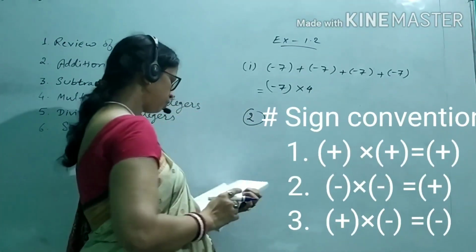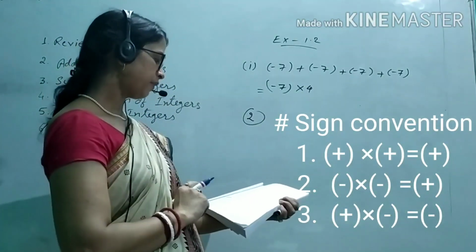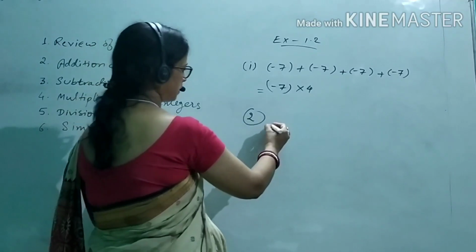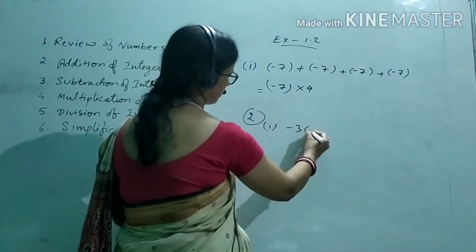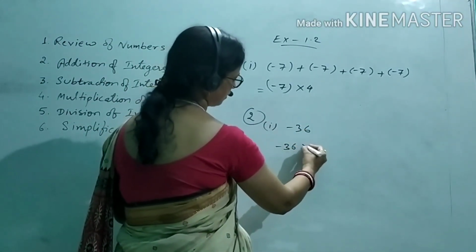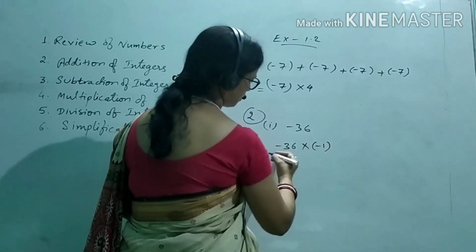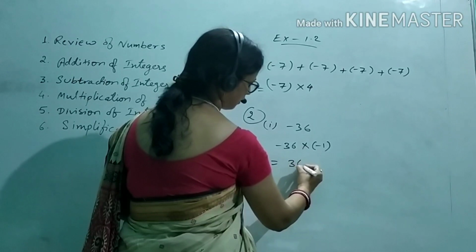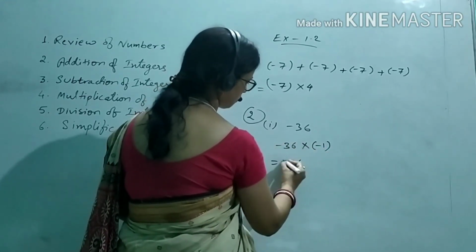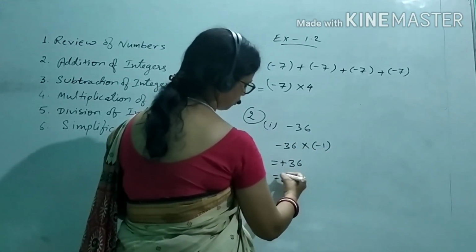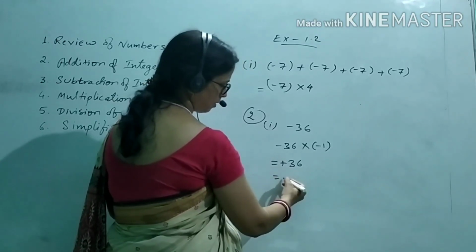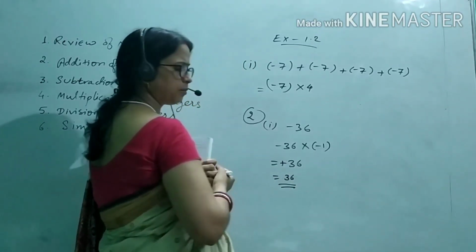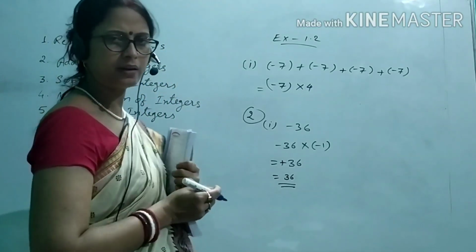Now coming to question number 2. Find the product of the following integers by -1. Suppose you will multiply, first question is -36. When you multiply -36 with -1, children, what are you going to get? 36 into 1, 36 only, minus minus plus 36. So no need to mention the plus sign as the sign of the integer. So directly we can write 36.